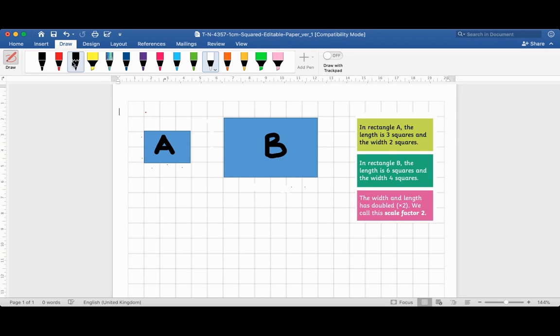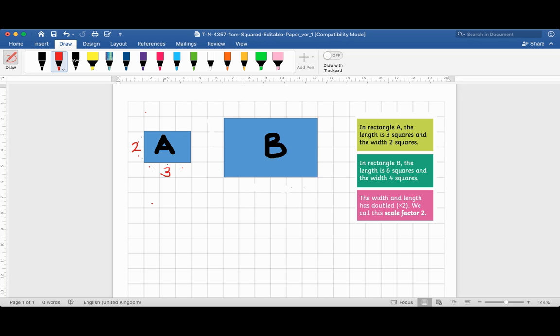So the first thing that we need to look at when we're looking at finding the scale factor is we need to measure the length and the width of shape A and of shape B. Let's have a look at shape A and work out the length. So as we can see, if we count 1, 2, 3 squares have been covered. So I'm going to put 3 underneath there. If we now look at the width, we can see that 2 squares have been covered. So the width is 2.